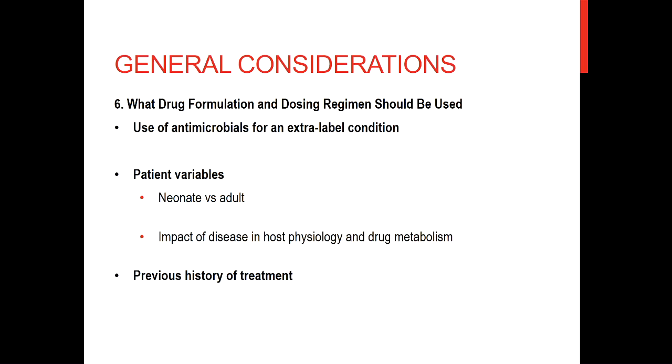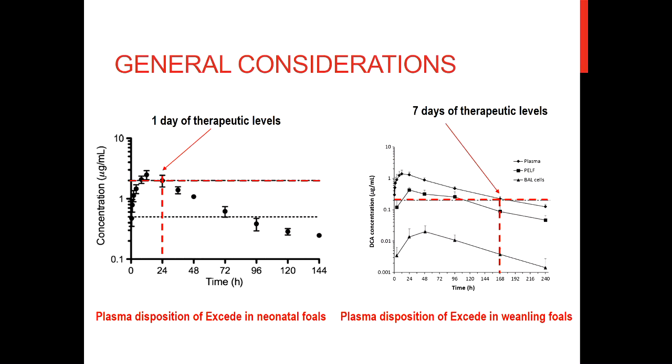Most label claims we have on antimicrobials today, those studies are done in healthy animals. And if you look at dogs, for example, giving ampicillin to a dog that's healthy versus ampicillin to a dog with renal failure, the assumptions that we're making about efficacy are a lot different because of how renal failure impacts the elimination of ampicillin. And has there been a previous history of treatment?